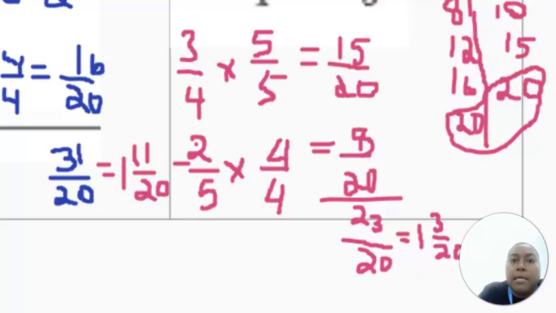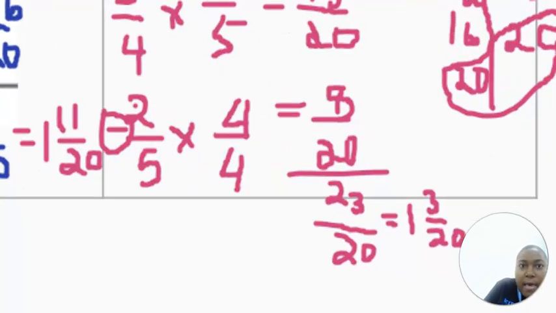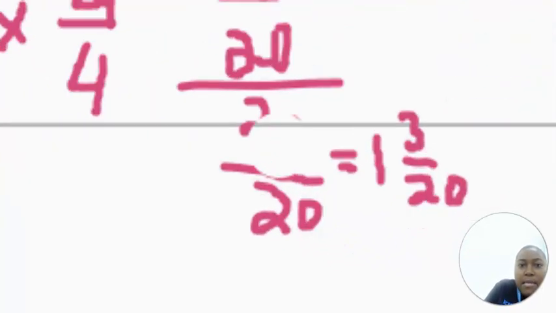Oh, I made a mistake here, guys. This is a subtraction. This is a subtraction. So let me redo that one. So you saw that everyone makes mistakes.